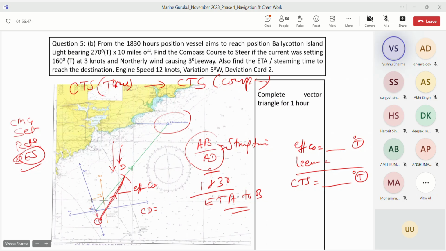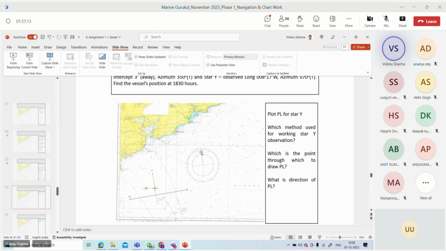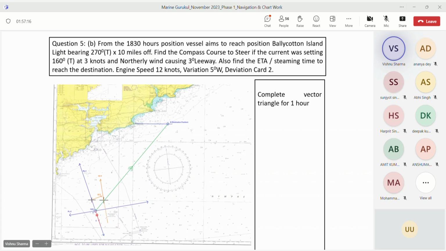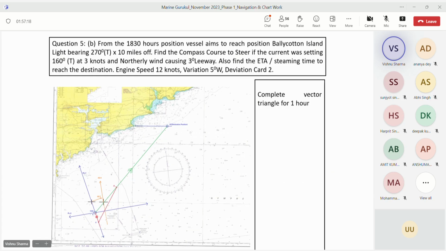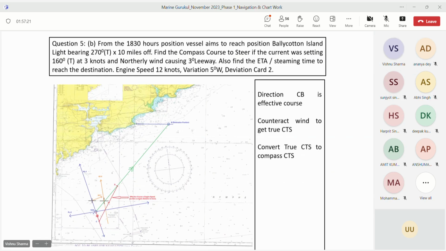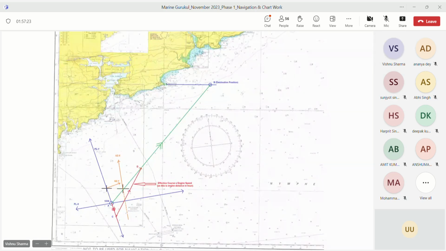So please read the question carefully. In a hurry, do not leave it with true only. If you leave it with true, you'll unnecessarily end up losing 5 marks or so for no reason. If the question wants compass, you must convert it to compass. So that is what you need to take care of. I'll clear this, whatever is written, and show you the plot. So please see, the two questions on the face of it may have looked exactly similar, but they were not similar. Here is the plot.